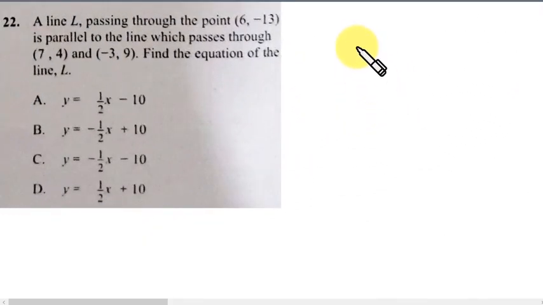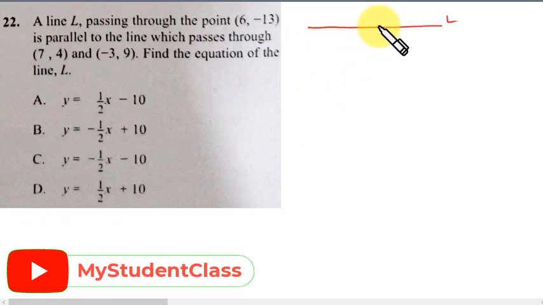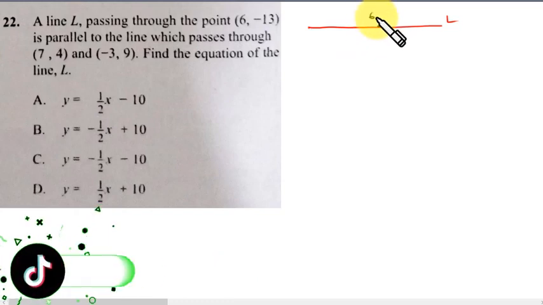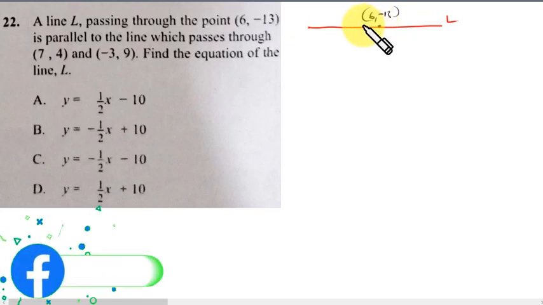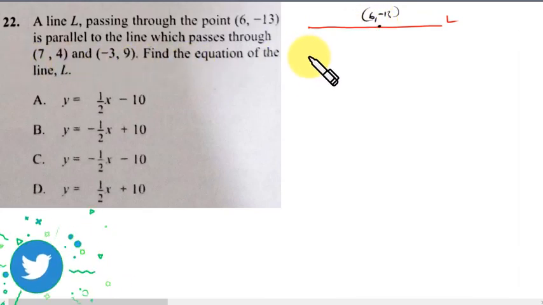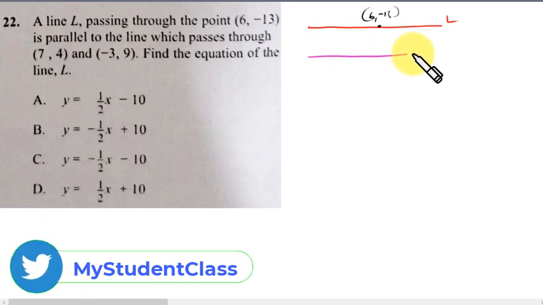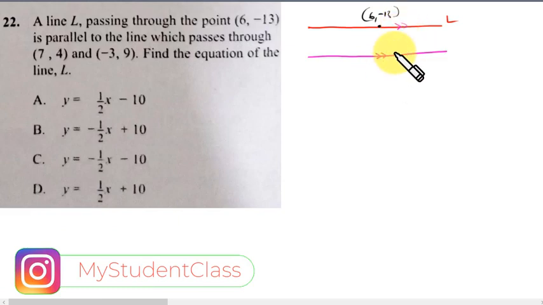So we have a certain line L. Let this be line L, and we are saying that the line L passes through a certain point. So let the point be here. So the point is (6, -13). So the line L passes through this point (6, -13), and this same line L is parallel to another line. So let's draw another line here. So this line L is parallel to this line. The two do not meet.